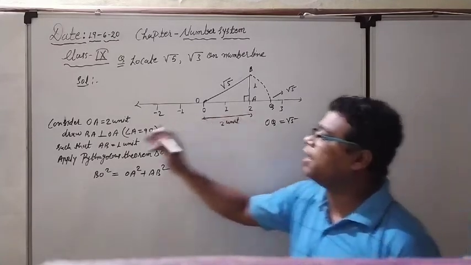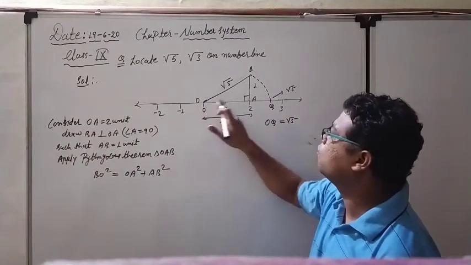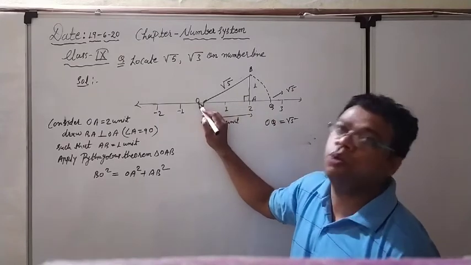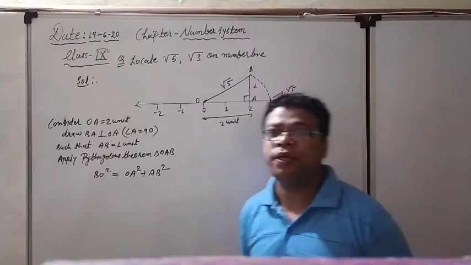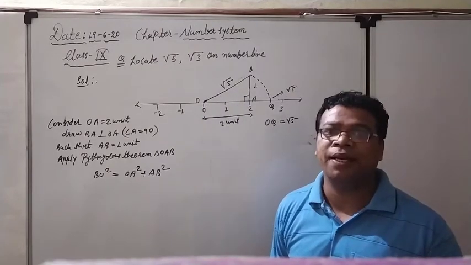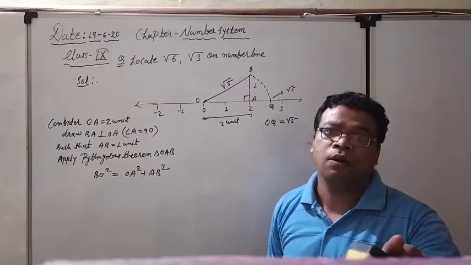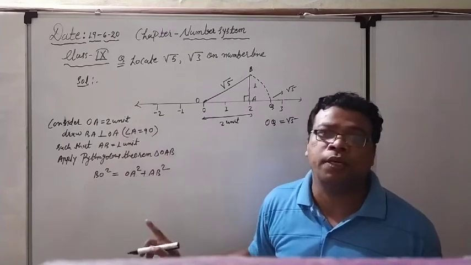So that's why I have taken here, consider OA equal to 2 unit. This is the 0, this is the 2. This is my O, alphabetical O. This is A. So first I am going to choose OA equal to 2 unit. Why? What is the reason behind it? Because 5 is coming after the perfect square 4, and what is the square root of 4? 2. That's why I am considering 2 unit here.